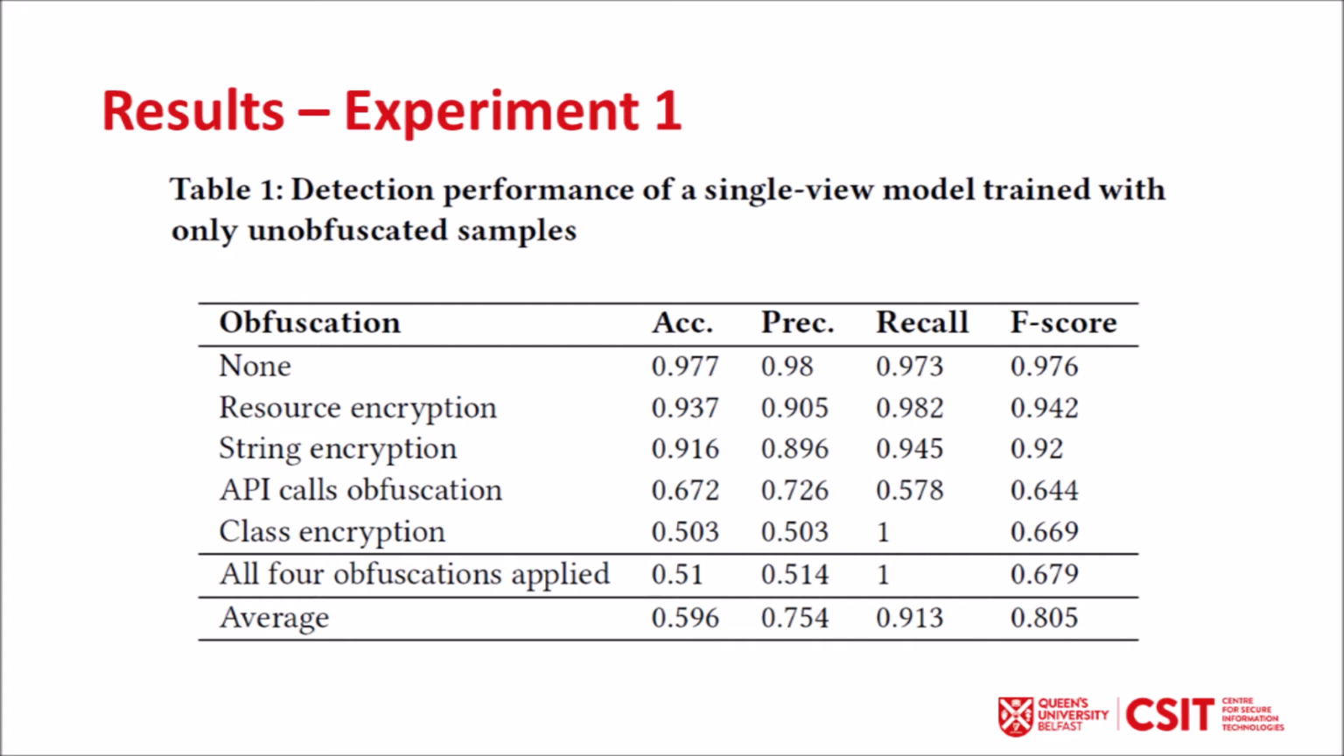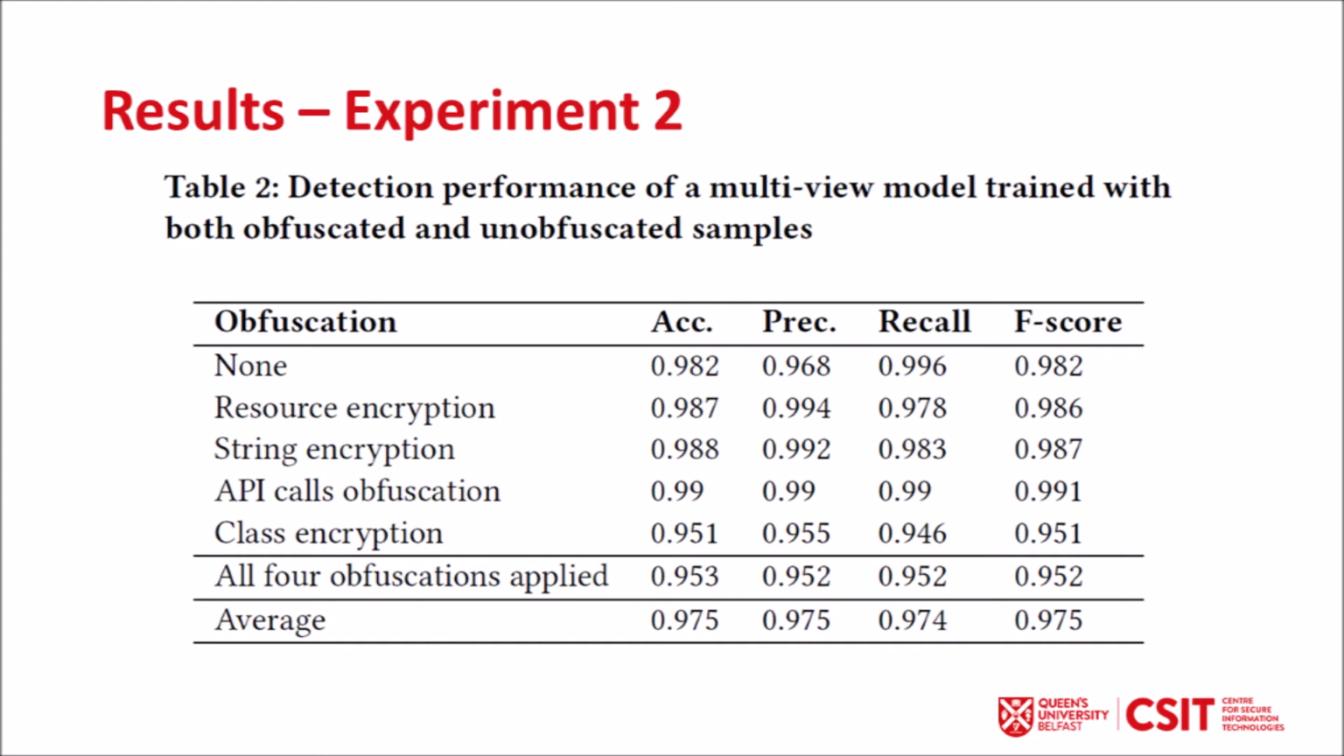From this table 1, it can be seen performance metrics worsen with obfuscation complexity. The F1 is 0.976 for no obfuscation, but it decreases radically as obfuscation becomes more complex. But we expect this because the model wasn't trained on obfuscated samples.